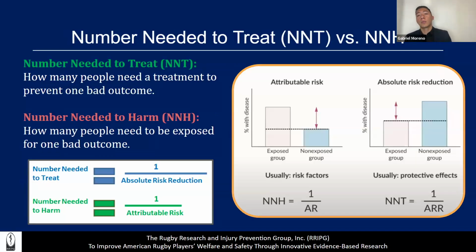Now, on the opposite end, we have number needed to treat, which is how many people need treatment to prevent one bad outcome. It's basically the exact opposite, because number needed to harm is how many people need to be exposed for one bad outcome. Both of them have a similar formula: 1 over the absolute risk reduction, or 1 over the attributable risk.